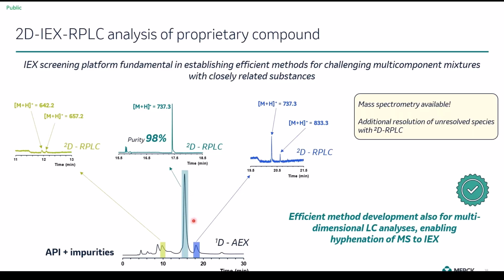And we were also able to gather, of course, additional information from our second dimension reverse phase analysis on some of the low level impurities, as we were able to generate additional resolution between compounds that were in fact coeluting in our first dimension. And of course, we were able to ensure, in this case, the hyphenation to MS, and therefore gather the MS data that we needed for this particular example.